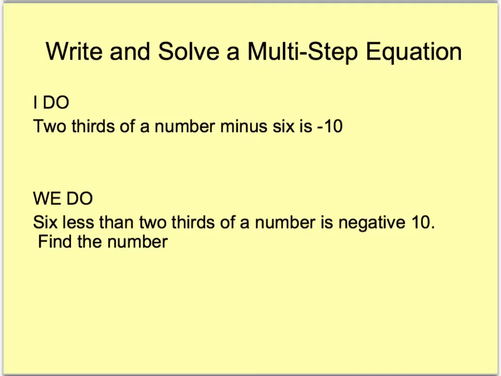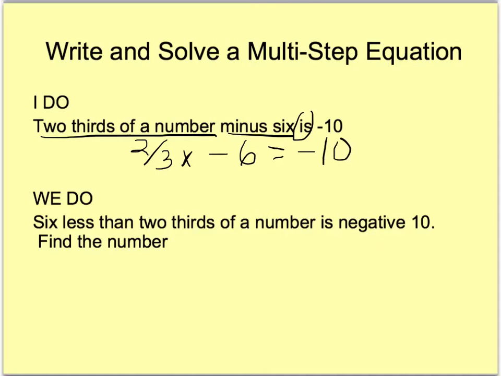So here I have 2/3 of a number minus 6 is negative 10. Okay, so now I know the first thing that I need to do is, because I have minus 6, I want to add 6 to both sides. So we'll cancel out to 0 here. And now I just have 2/3 x equals negative 4.